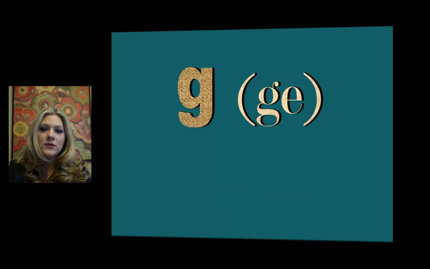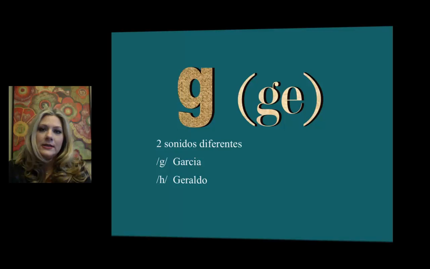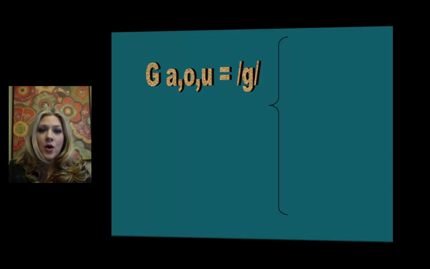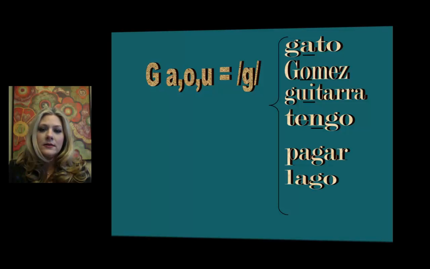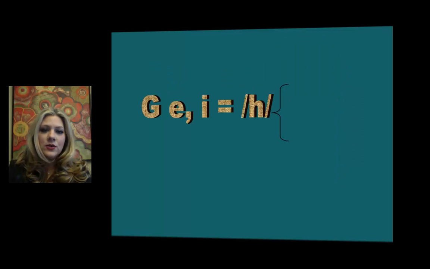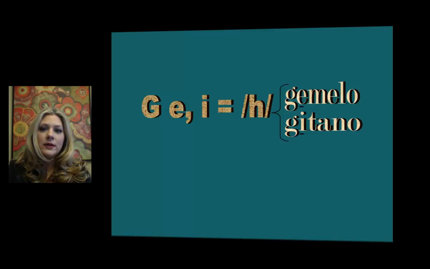G tiene dos sonidos. It can be a hard G sound like in Garcia, or it can be an H sound like in Geraldo. And again, it depends on which vowel follows G. So if it's a G, A, O, or U, it's a hard G sound. Gato, Gómez. Guitarra, tengo. Pagar, lago, igual. And if it's a GE or a GI, it's an H sound. Gemelo, gitano.